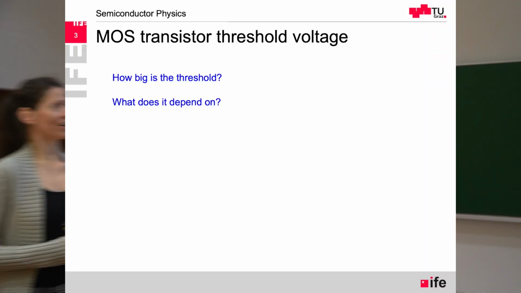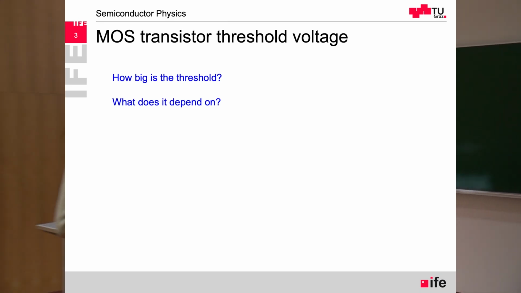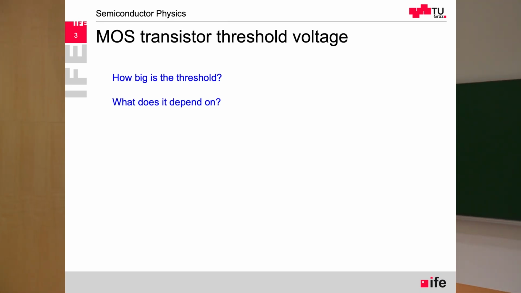So let's start with the MOSFET transistor threshold voltage. I've placed here those two questions. How big is the threshold voltage? Or more importantly, what does it depend on? Because the absolute value will change with the technology nodes, and the parameters of the transistors also change with the technology nodes. So these are the two important parts.